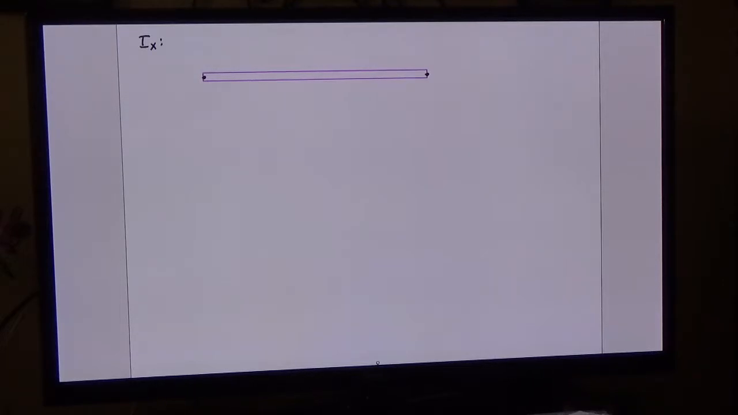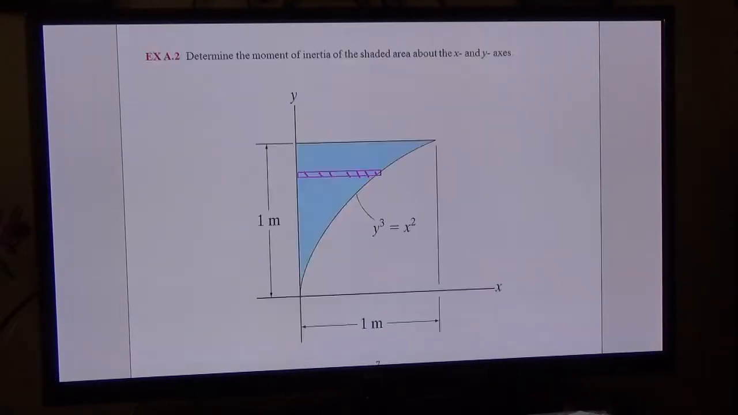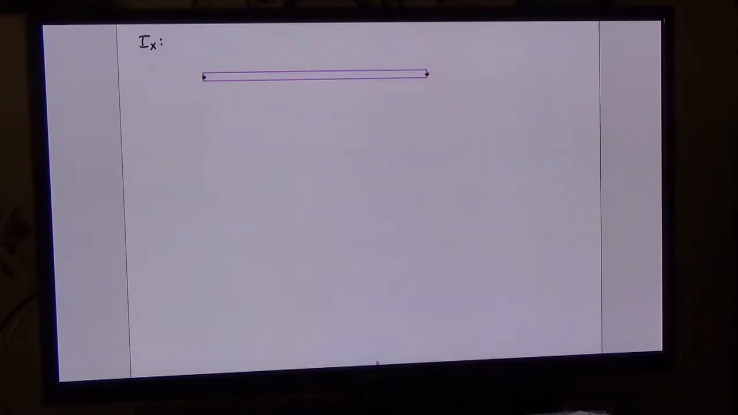The coordinates should be representative of the entire area. So at the left coordinate, no matter what y value we're at, we always have an x value of 0 on the left side. For the right part, no matter what y value we're at, we always have an x value bounded by the curve y cubed equals x squared. So the coordinate for the left-hand side would be 0, y, and the coordinate for the right-hand side would be x, y.